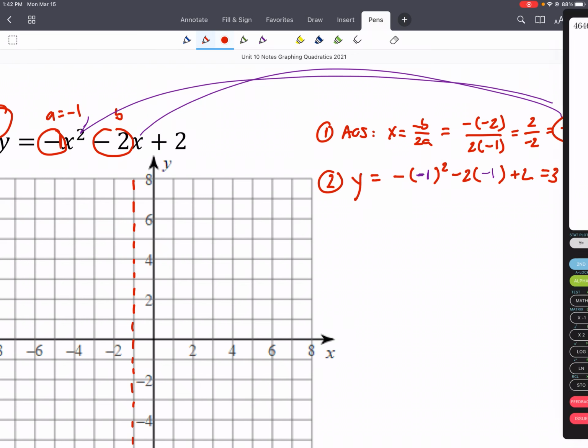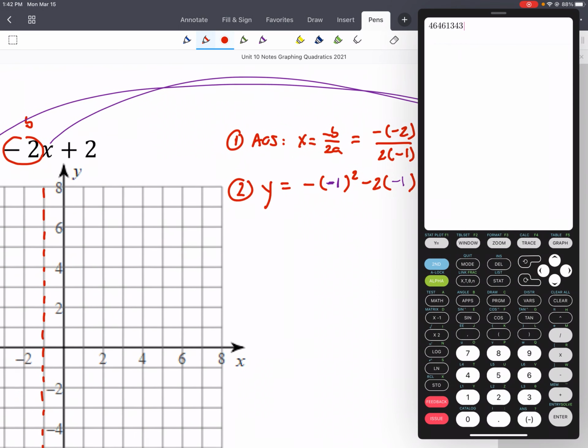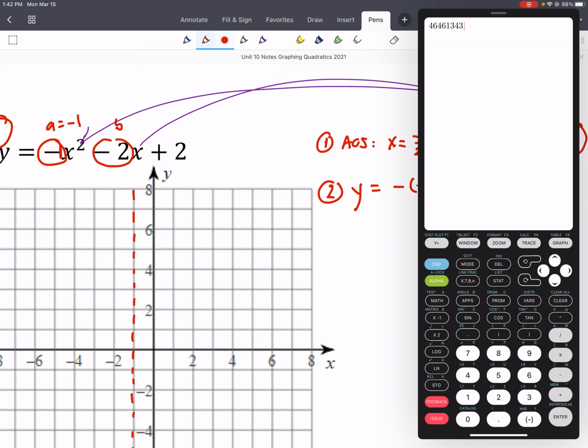Okay, actually I learned a cool trick that I could do this. So here, I could clear that all in, although my buttons are a little different. But again, if you're going to use a negative, you need to make sure you use the negative button instead of a subtraction. Otherwise, your calculator will give you an error. So we'll do negative, and then a parenthesis, negative 1, close the parenthesis, and we'll square it. We'll do minus 2 times negative 1, put that in a parenthesis, then plus 2, and we end up getting 3.